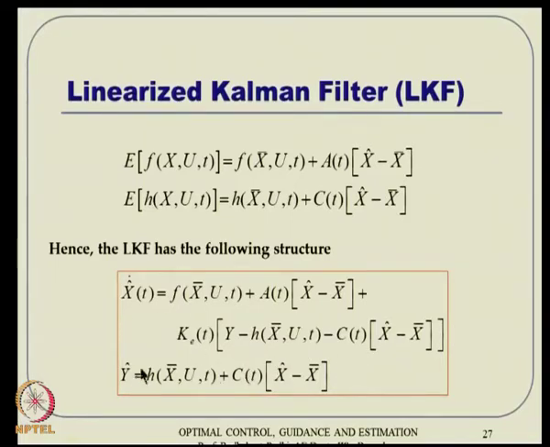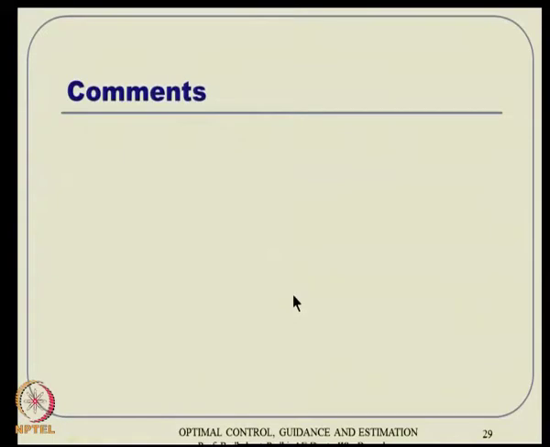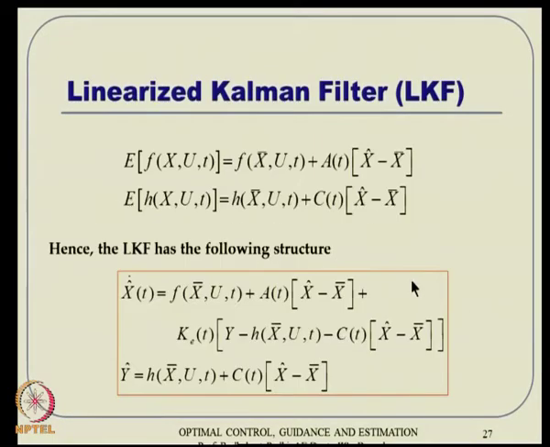So, y hat is obviously, if you go back to this expression, by definition y hat is nothing but this one plus C times this quantity, what you see here. So, the covariance matrix can be derived and you can derive it fully now. You can go back and derive this. So, something like P dot will turn out to be the full expression again, where A and C have to be evaluated around x bar, not x hat. Alright. So, that is the linearized Kalman filter, LKF, basically.